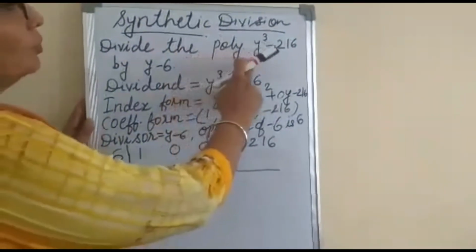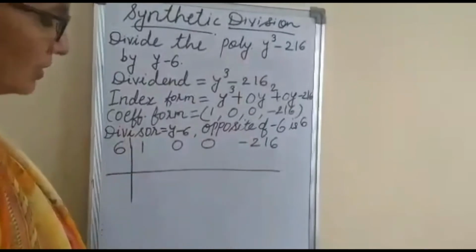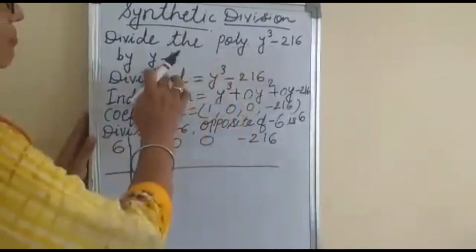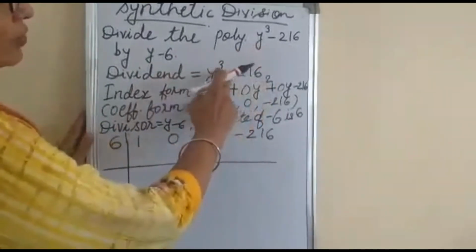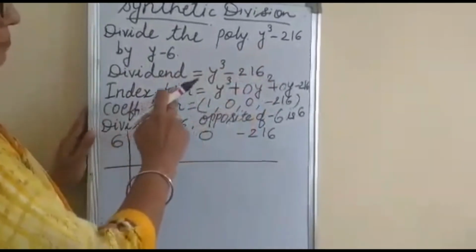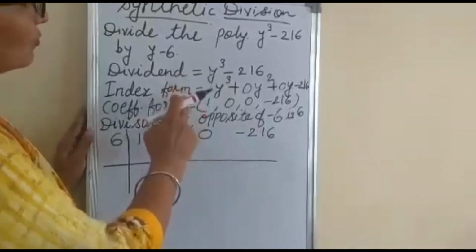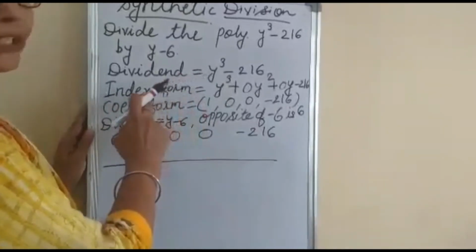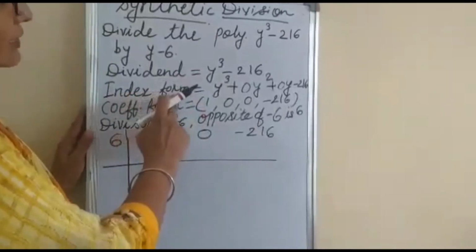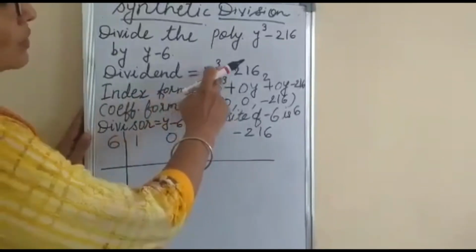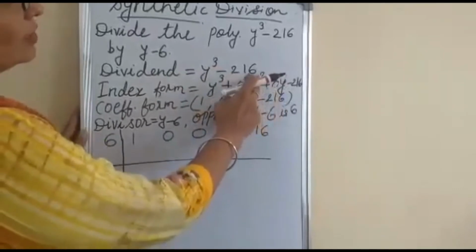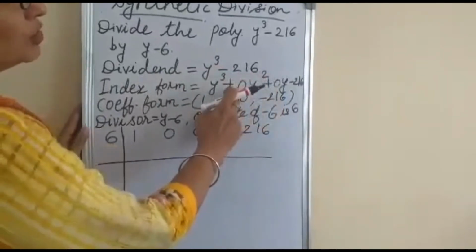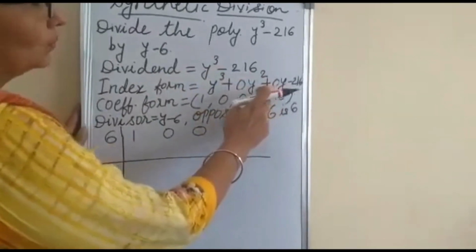Now this is a polynomial, y cube minus 216. This you have to divide by y minus 6. Now the dividend, you know, is y cube minus 216. First, remember you have to always check whether it is written in the index form or not. First we write its index form. As you can see, the highest power is 3, and power 2 and 1 are missing. So I have taken 2 and 1, where the coefficient you have to take as 0.